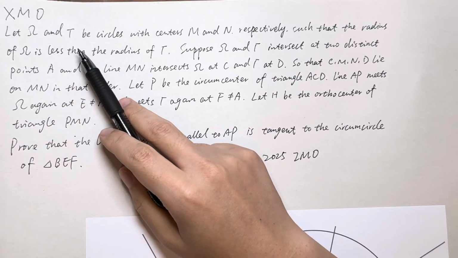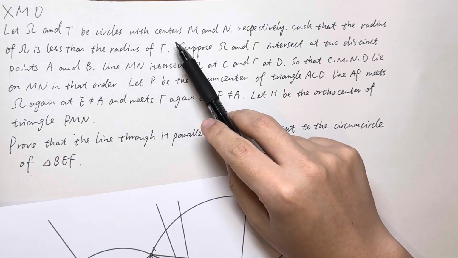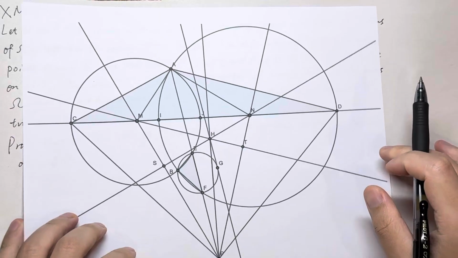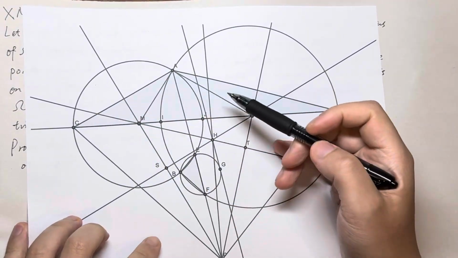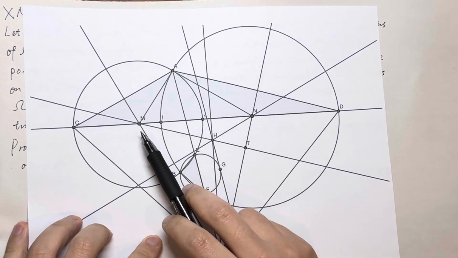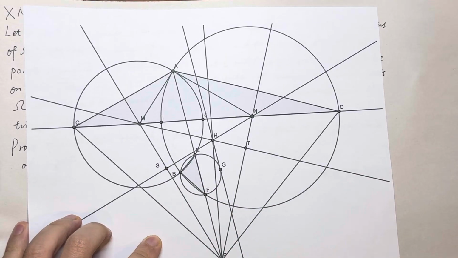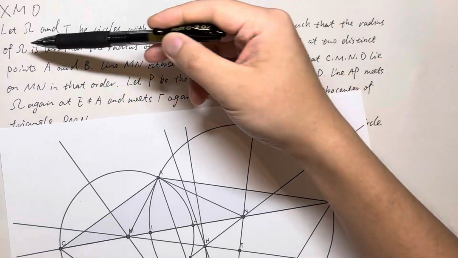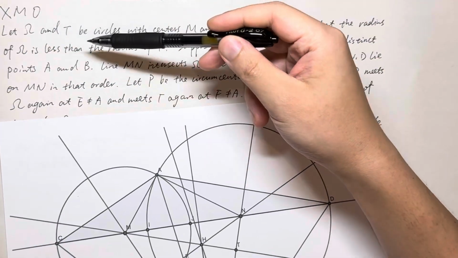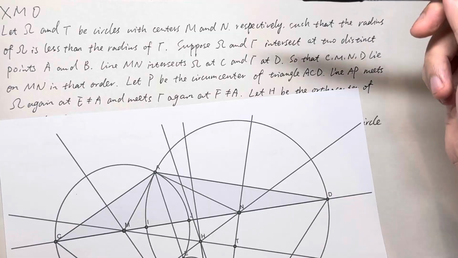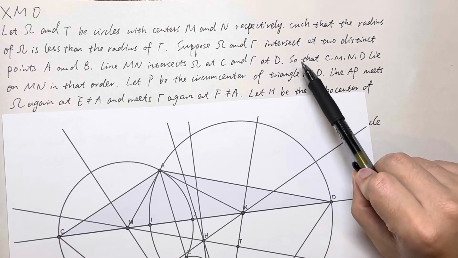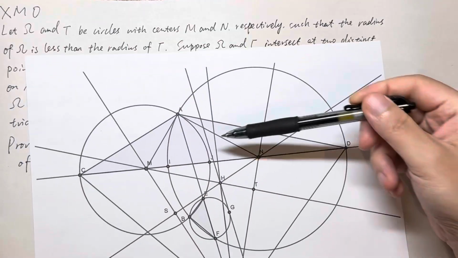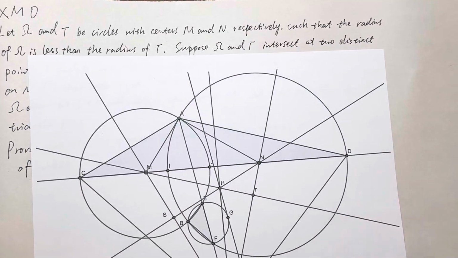Let omega and gamma be circles with centers M and N. So here is a figure. We have one circle here, another circle here, with centers M and N respectively, such that the radius of omega is less than the radius of gamma. Suppose omega and gamma intersect at two distinct points, A and B. So we can see A and B here.